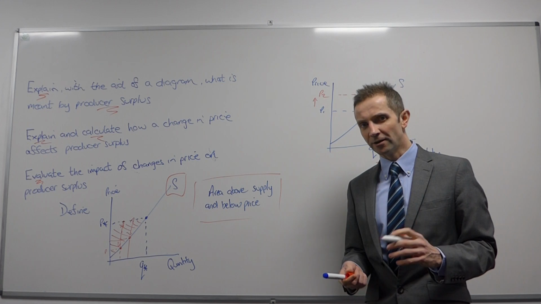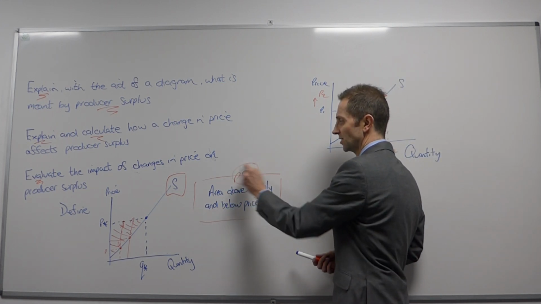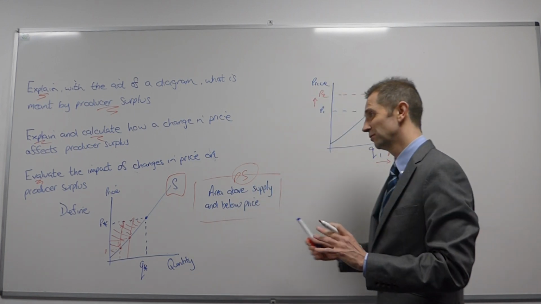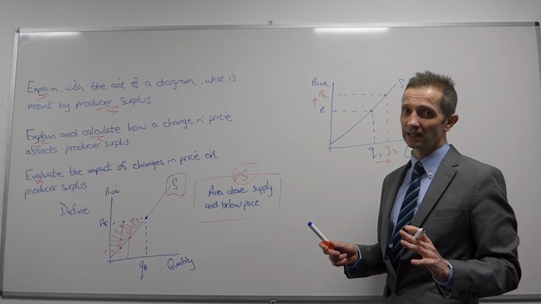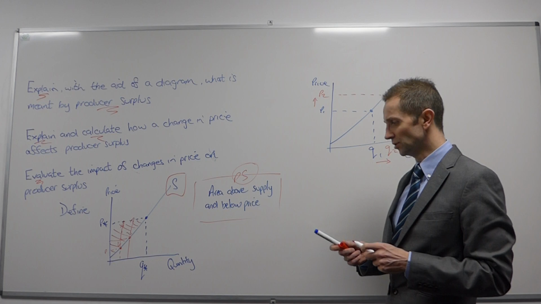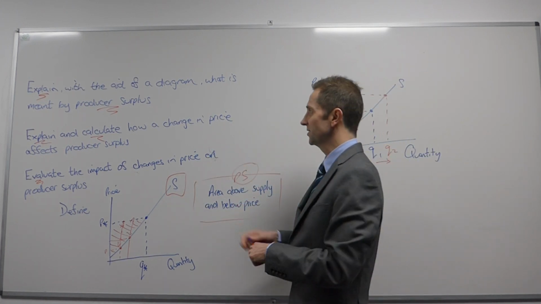That's a great way to learn it. I always tell my students that. Just remember that producer surplus, PS, is always the area above the supply curve and below the price. And if you remember that, it's very unlikely that you'll go too far wrong in identifying the correct changes in producer surplus. Okay, so what about this next one?